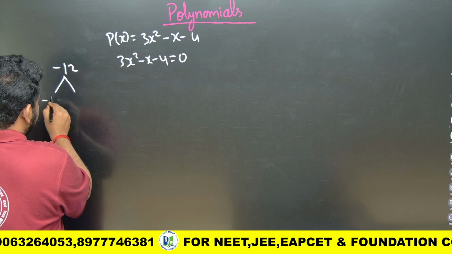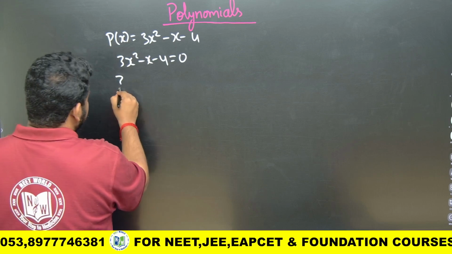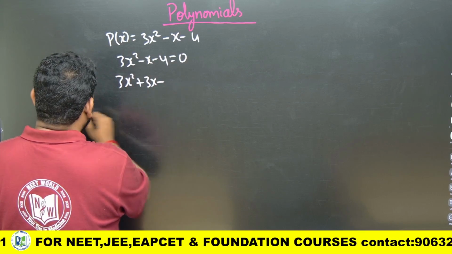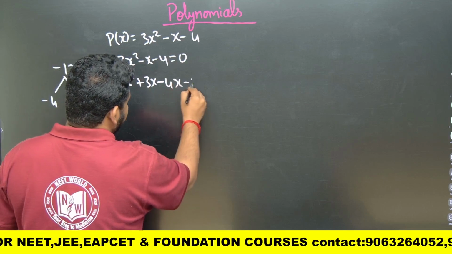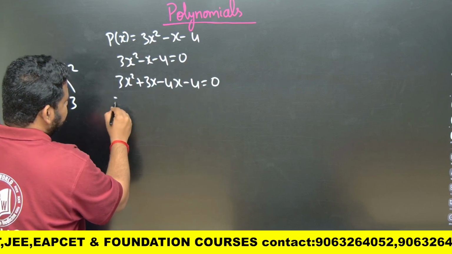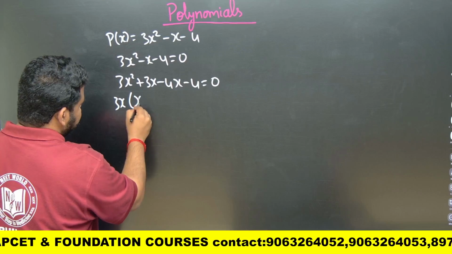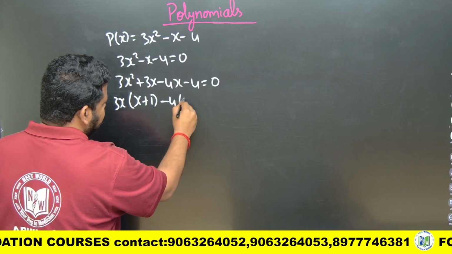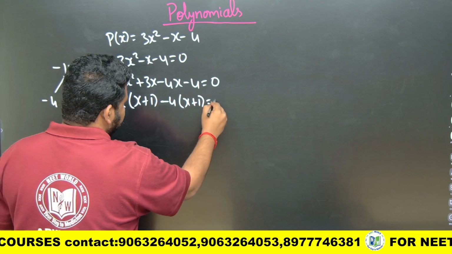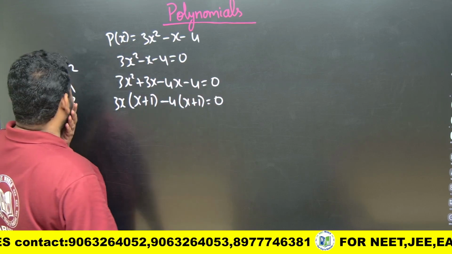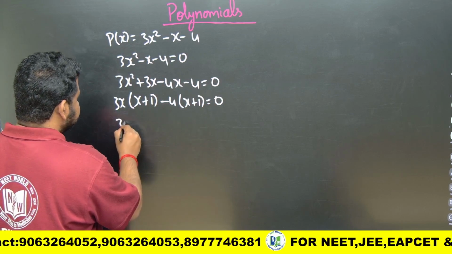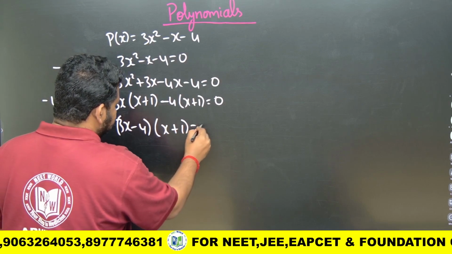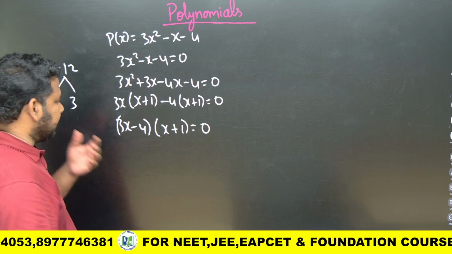So you can write it as minus 4 plus 3. This will give me 3x square plus 3x minus 4x minus 4 is equal to 0. If I take common, I can take 3x common, this will be x plus 1. Here I can take minus 4 common, this will become x plus 1 is equal to 0. What will we get? 3x minus 4 into x plus 1 is equal to 0. These are the factors we will get.